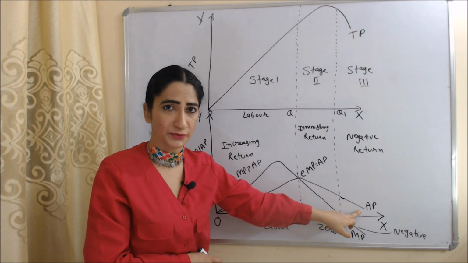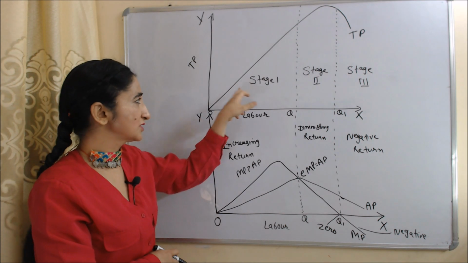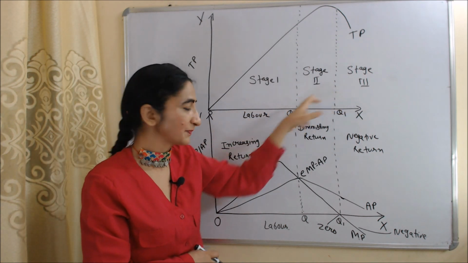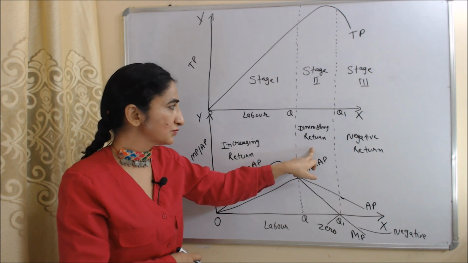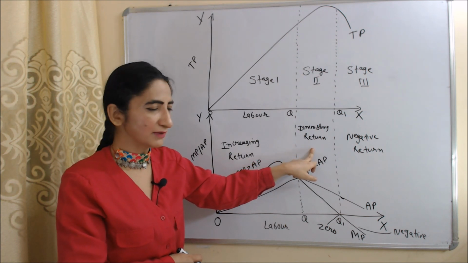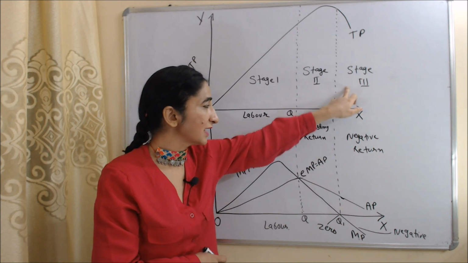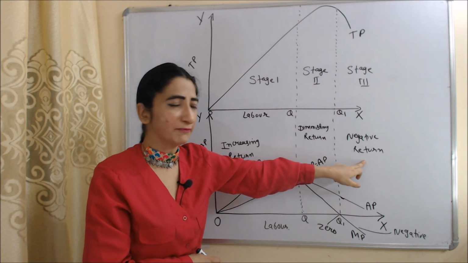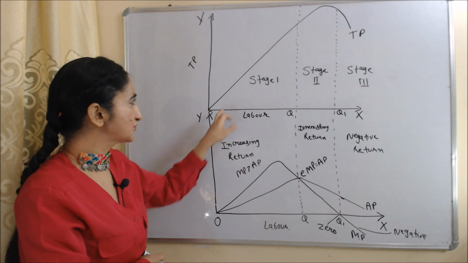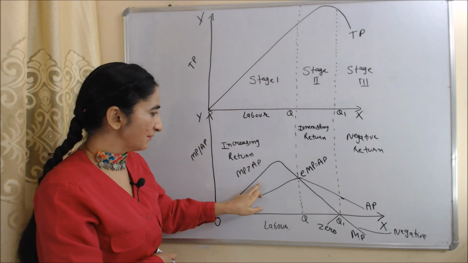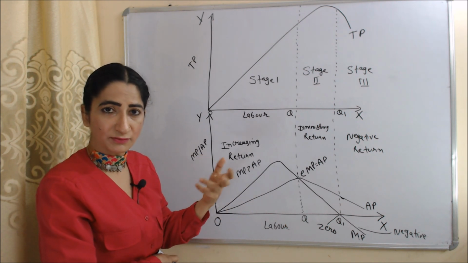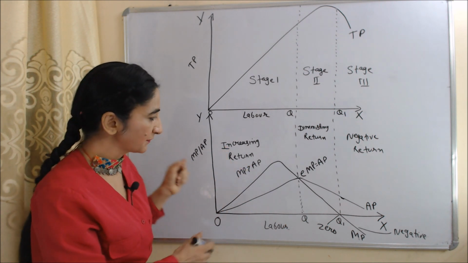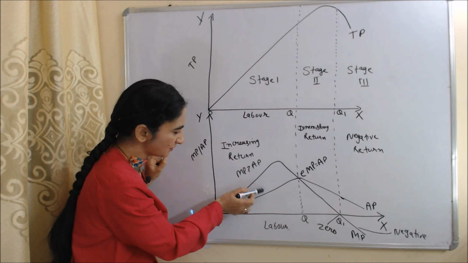Here we have 3 stages, stage 1, stage 2 and stage 3. In stage 1 we are getting increasing return to variable factor. In stage 2 we are getting diminishing return to variable factor. In stage 3 we are getting negative return to variable factor. You can see at the first stage our TP is increasing, and MP and AP are also increasing. But at the first stage our marginal product is more as compared to average product.